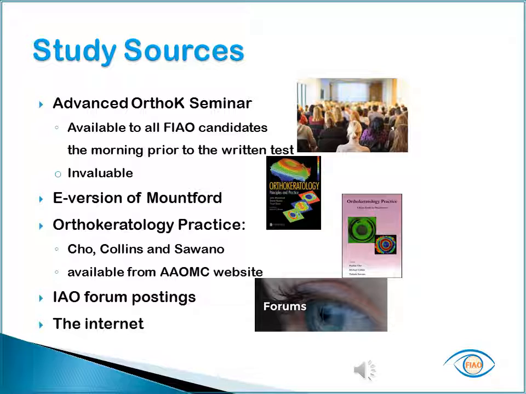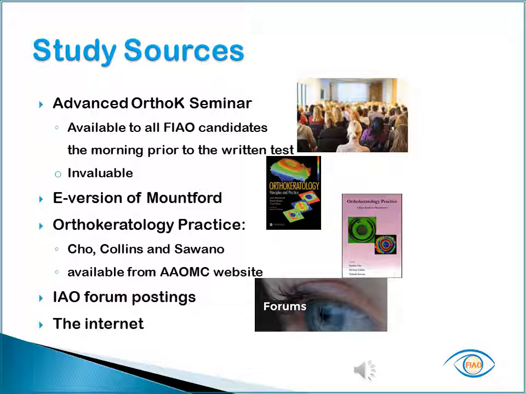There's also a nice book that I've listed here by Pauline Cho et al. And it has some very nice pictures you can get your hands on. It's colored. It's not very expensive. I know you can get it from the American Academy website, and you probably can get it from Pauline Cho directly. It's a great nice reference for studying.